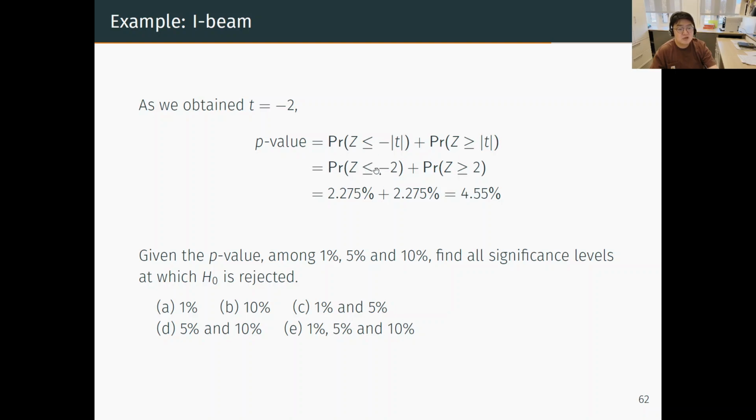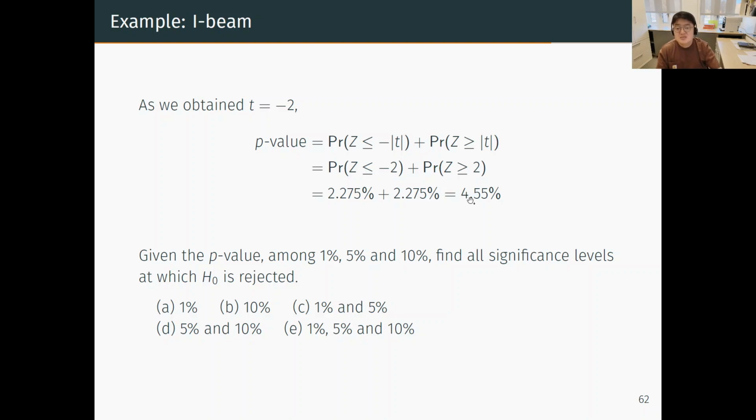This is particularly the cumulative probability you can use for the calculator. That is 2.275%. And on the other side, the other tail must have the same probability because standard normal distribution is symmetric. Normal distribution is always symmetric. So the other tail has the same probability. So the sum is the p-value, which is 4.55%. That is the p-value.